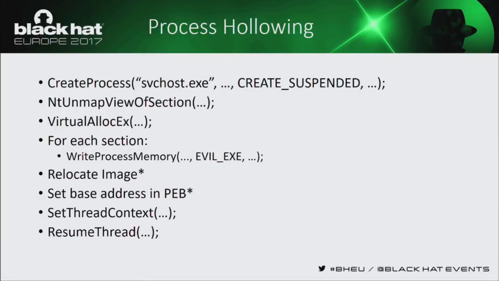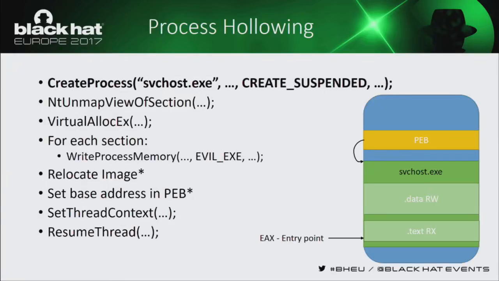Now, the way process hollowing works is that we first create a legitimate process in a suspended state from something such as SVC host. And now what we have is a process that's not yet running, but it exists in the system. It will be seen in the task manager, for example. And this process has a process environment block, which points to the main image that is loaded. At this point, it's important to note that we also have the EAX register that points to the entry point of the executable, which means that once the process starts running, this is the first instruction that's going to execute.